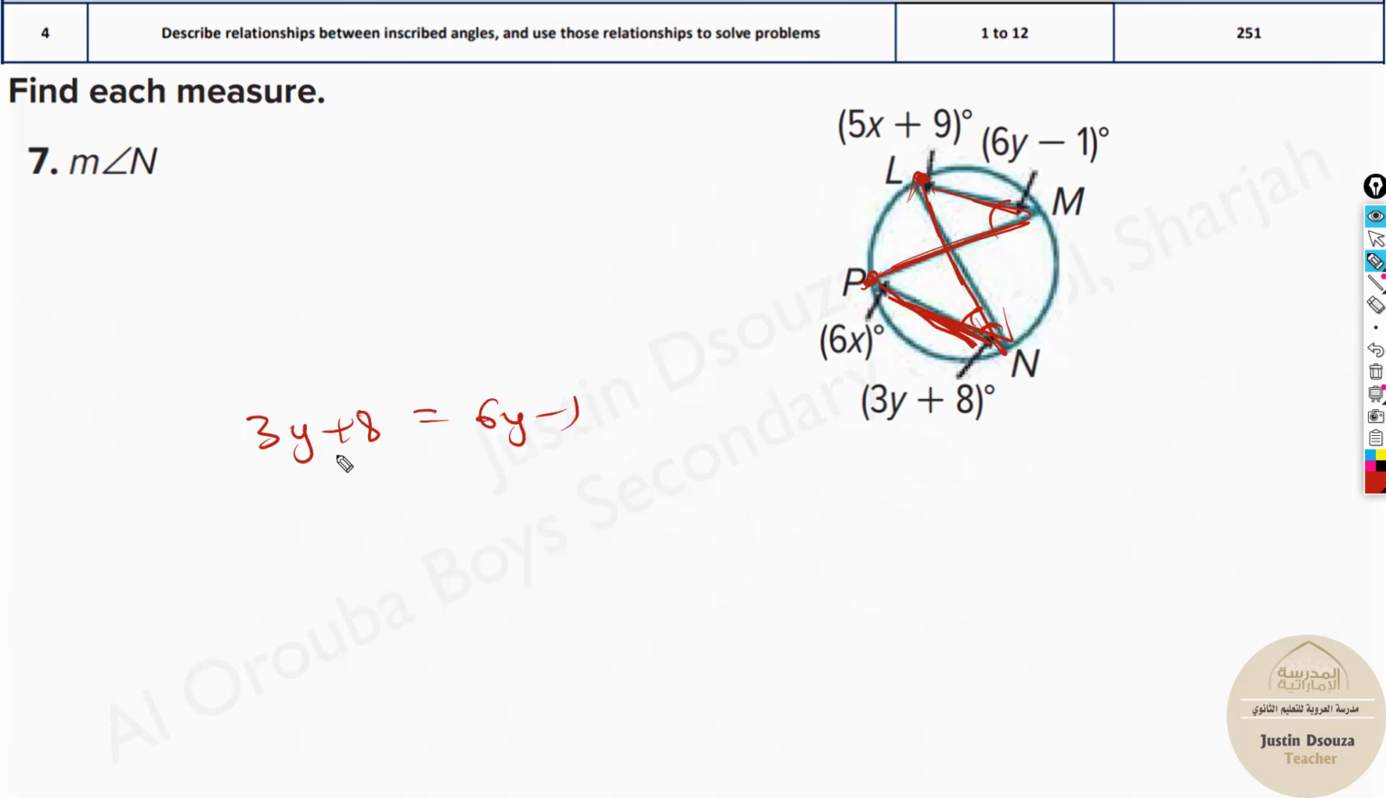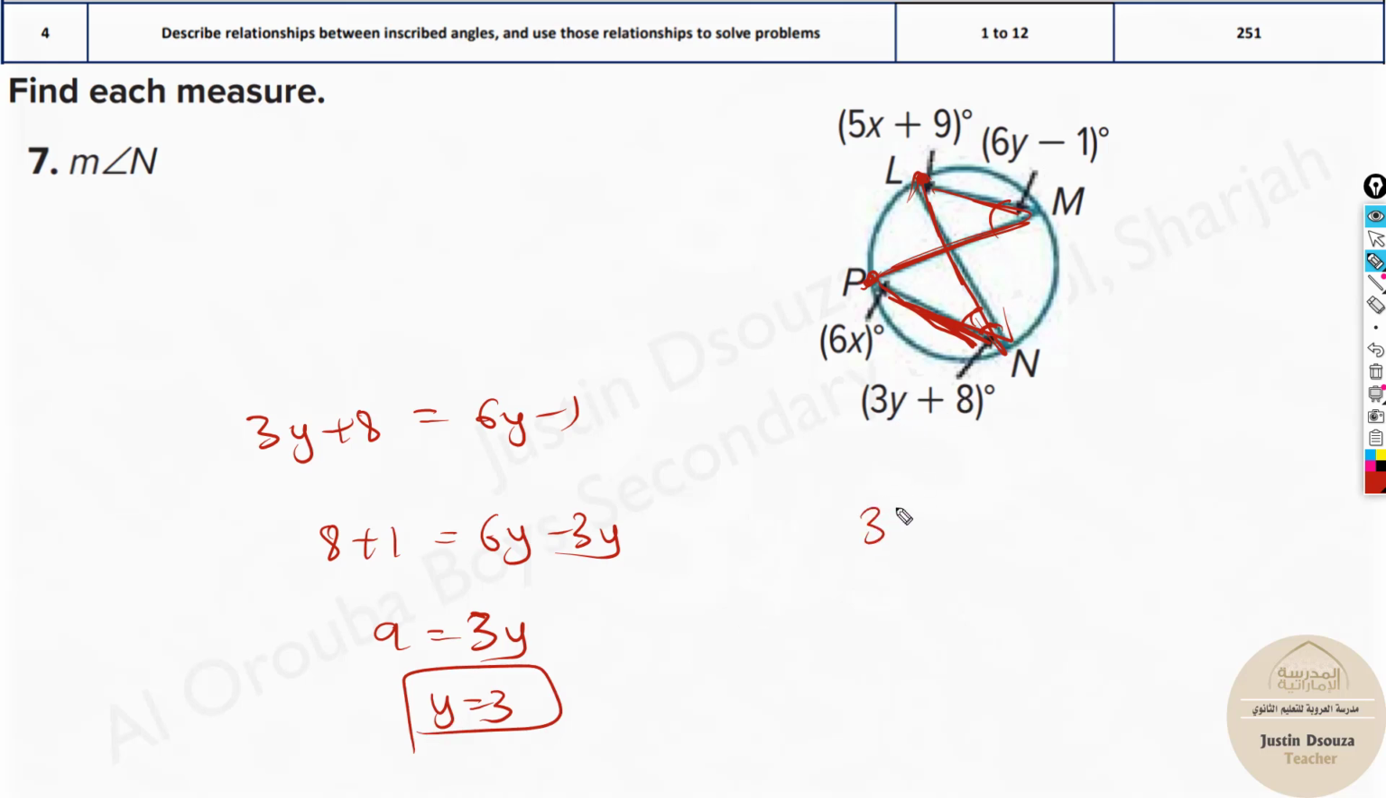So solve for y. So take 3y to the other side and this minus 1 to the other side. It will be 8 plus 1 equals 6y minus 3y. You will have 9 is equal to 3y. y is equal to 3. So the measure of y is 3. So it will be 3 times 3 plus 8. It's 9 plus 8 over here.